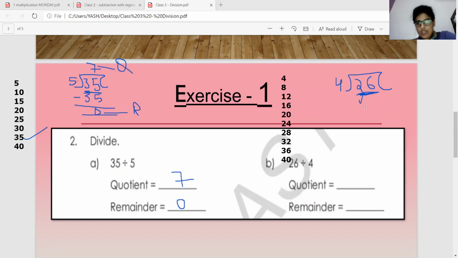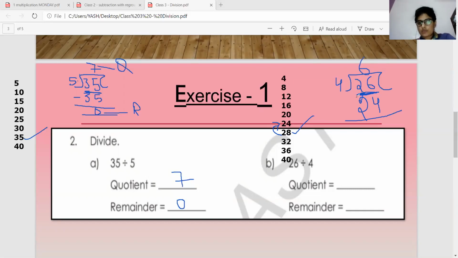Now let's see here. Can we have 26 in the table of 4? No, we don't have 26. So what we will see, 28 is bigger than 26, so we cannot take 28 here. We will take the number just before 28, which is 24. So write here 24, and at what place do I get 24? You can count 1, 2, 3, 4, 5, 6. At 6, so write 6 here.